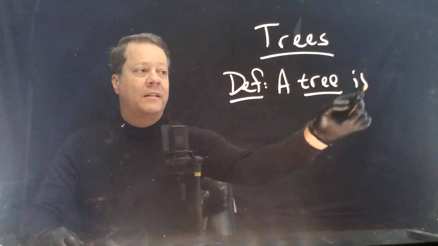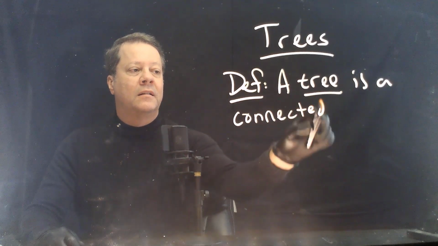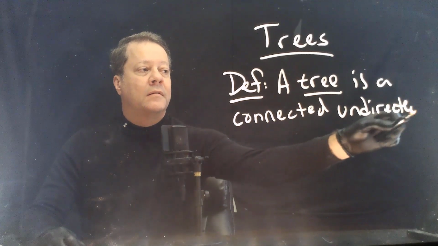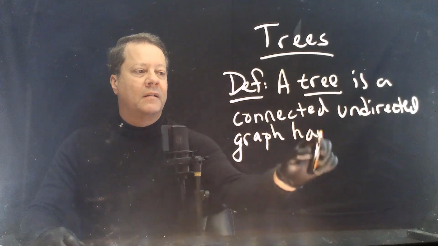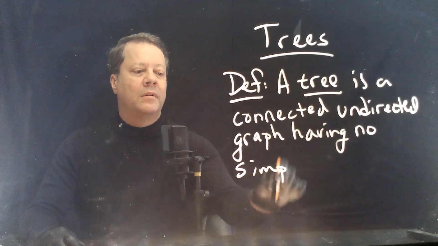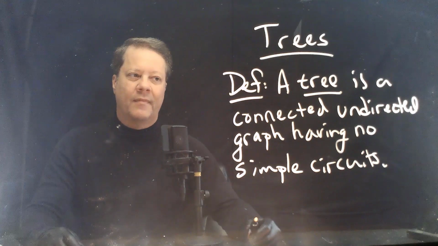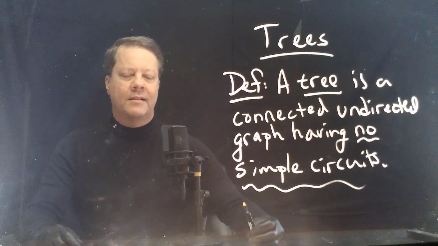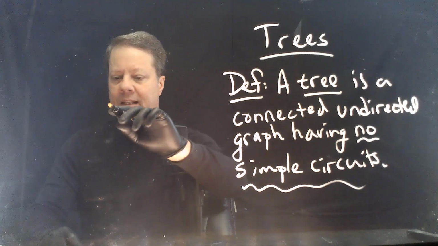A tree is a connected, undirected graph having no simple circuits. And so in particular, no simple circuits. Let's give some examples. One example might be something like this.